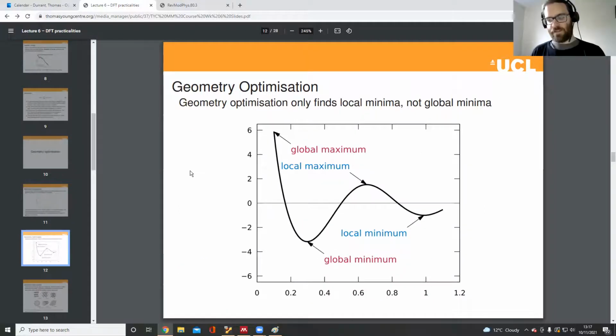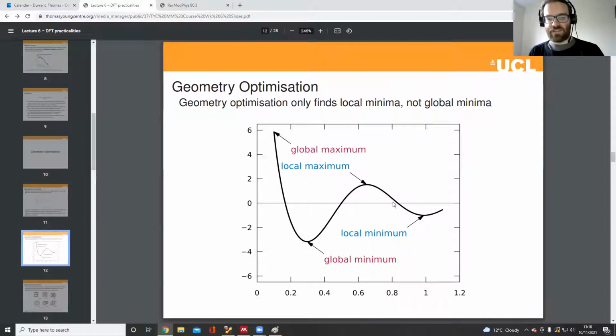But the important thing to always realize, so I'll stress this because this is a very important thing, is that when we run geometry optimizations in DFT, we're not going to find the global minimum structure, we're just going to find a local minimum. So if we put all our atoms in a DFT cell and we perform a geometry optimization, we shouldn't expect that the result of this geometry optimization will be the lowest possible energy configuration for those atoms. It's only going to be a low energy configuration near to where we started.